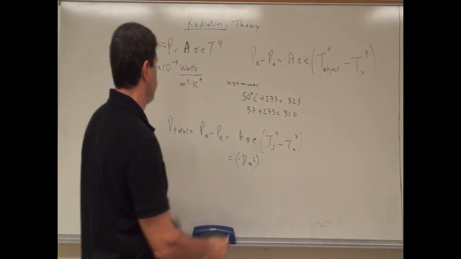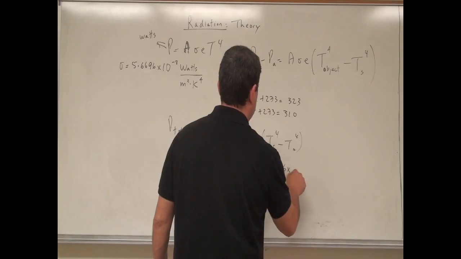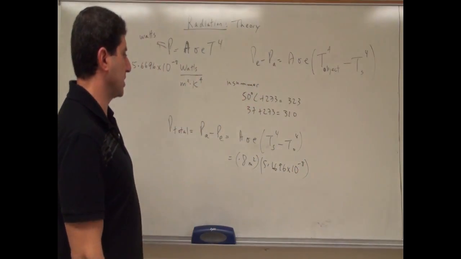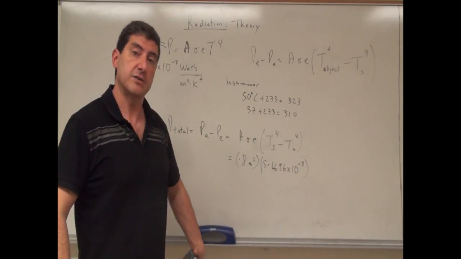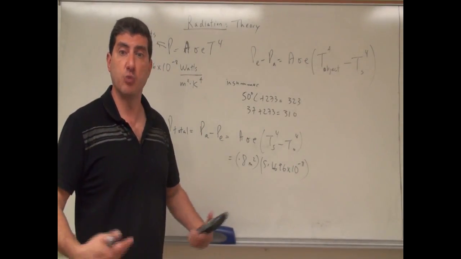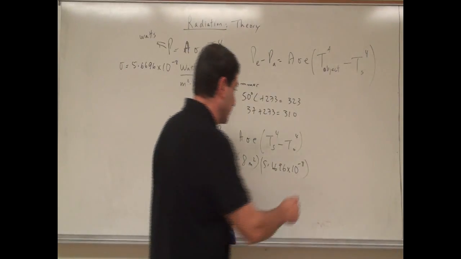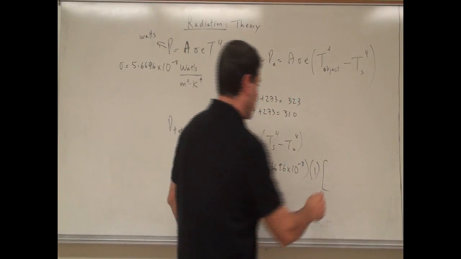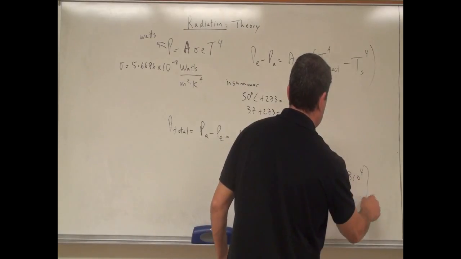Then we multiply that by 5.6696 times 10 to the minus 8 watts per meter squared Kelvin to the fourth. Now, if you're wearing completely black, then the emissivity is going to be 1, and absorptivity is also 1, so we just need to use the 1 here. And then the surrounding is going to be 323 to the fourth minus 310 to the fourth, right?